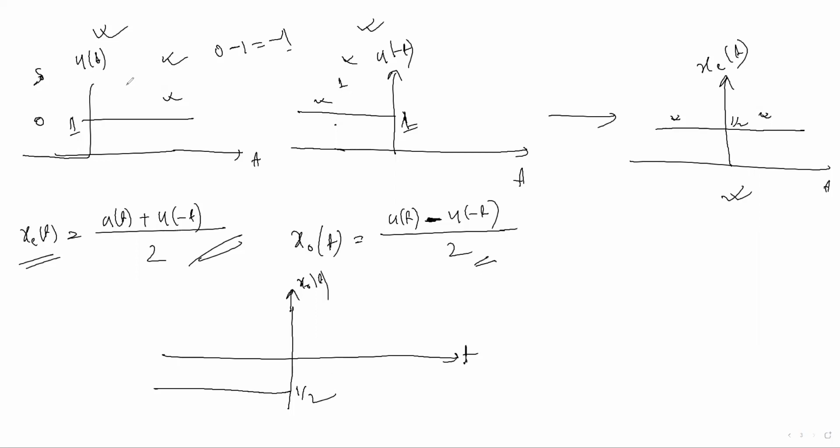Like that, when you subtract this signal for the positive time duration, here 1 is there, here 0 is there as amplitude. When you subtract, 1 minus 0, 1 will come. But again you have to divide by 2, so it will come as half. Is it clear now?